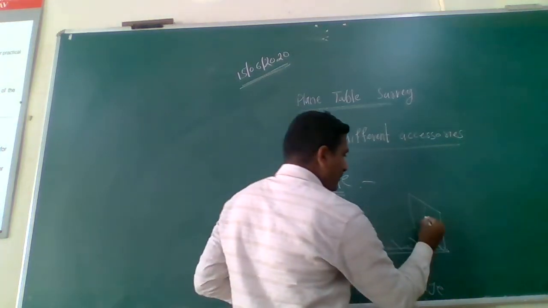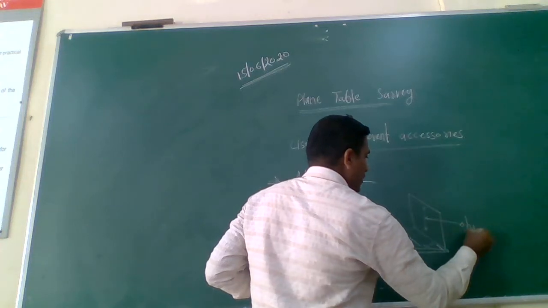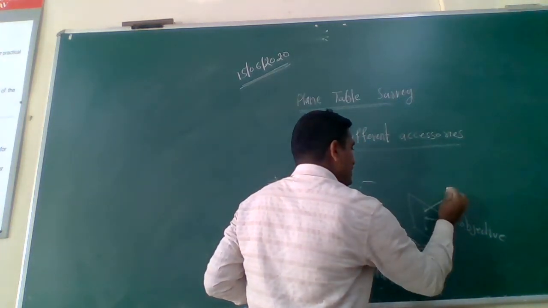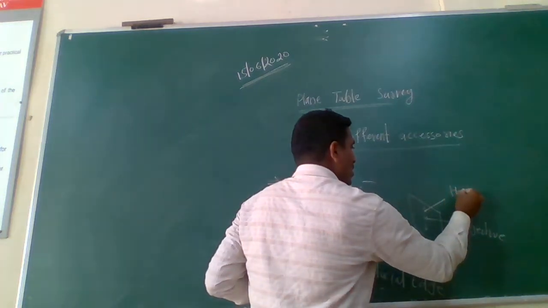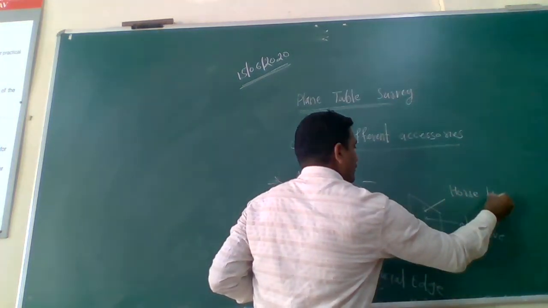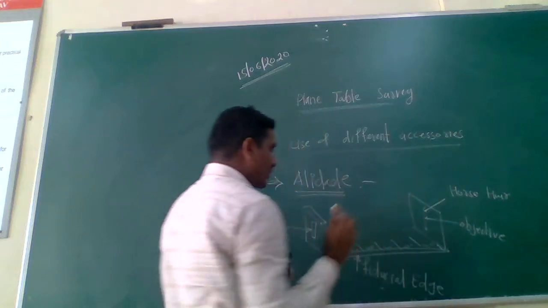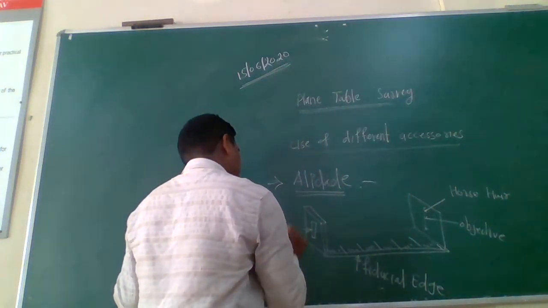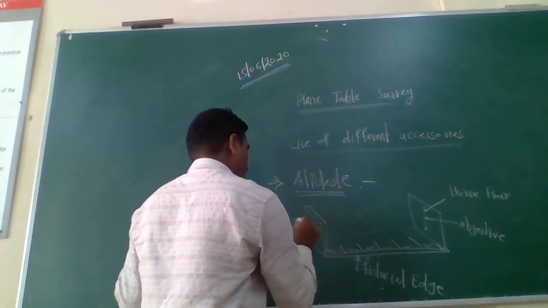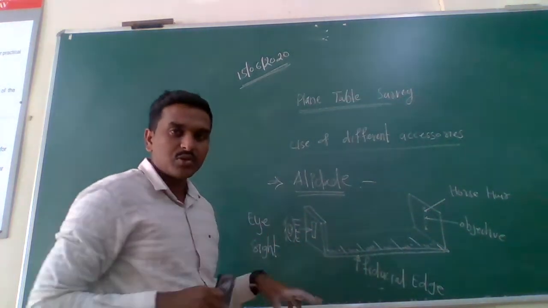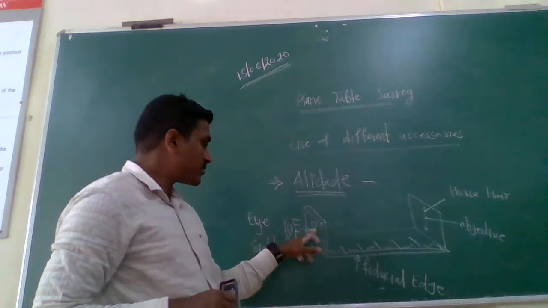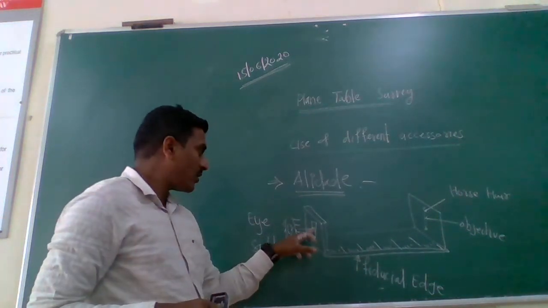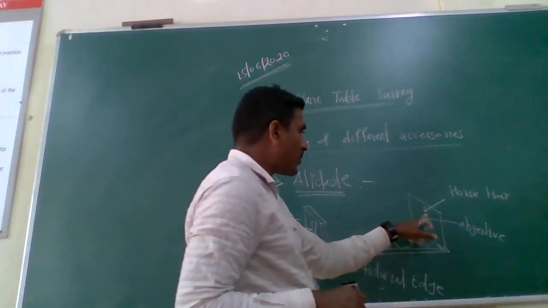And this one is the objective, and there is one thread that is known as horse hair, which is used for the bisection. So by looking through this small slit, which is the opening provided for bisection of the object.